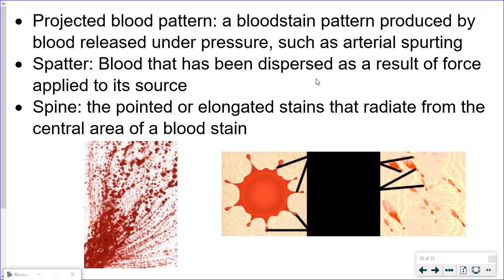Spines are the pointed or elongated stains that radiate from a central area of a blood stain. So these are those rays or spatter patterns that come off. In the image in the bottom right, you have your initial blood drop, and those little spikes that come off of it are spines. On the far right of that image, those tails can also be considered spines.